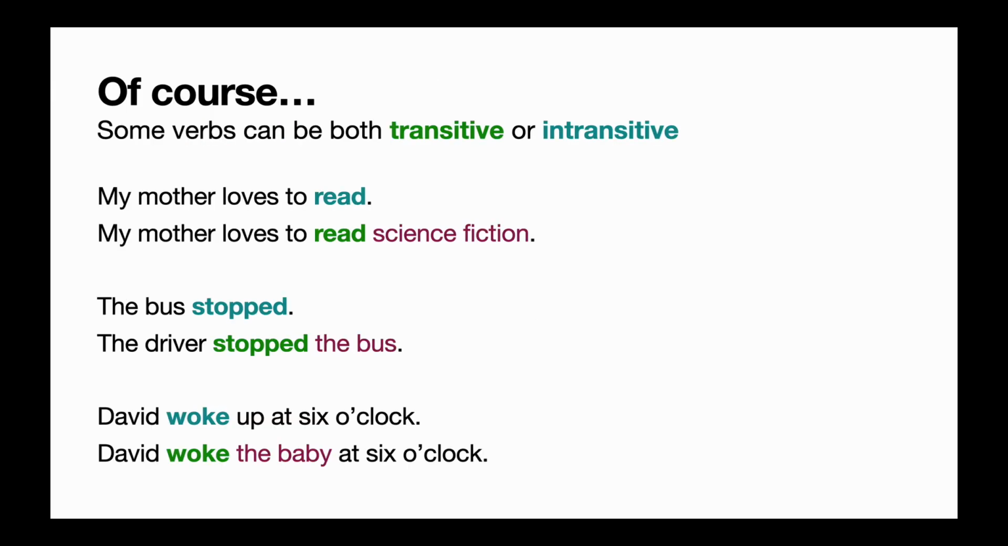Of course, we do have verbs that can be both transitive or intransitive. For example, in the first one, read. My mother loves to read. There's no object after that. Or, my mother loves to read science fiction. Both of these sentences are correct, so that means read can be used as a transitive or an intransitive verb.